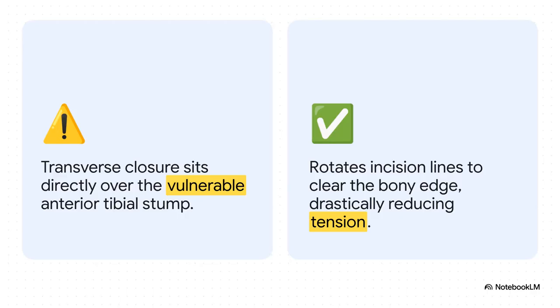Now check out the surgical mechanics here. The traditional Burgess flap puts the transverse closure right over the sharp anterior bony stump of the tibia. That drastically increases the risk of the wound splitting open from tension. But the skew flap modification brilliantly rotates those incision lines to clear that prominent bony edge, which seriously reduces the tension. When you're building these flaps, geometry is literally everything.